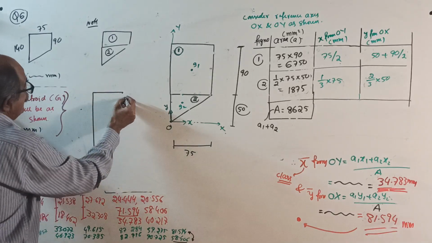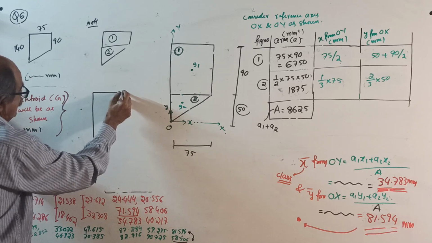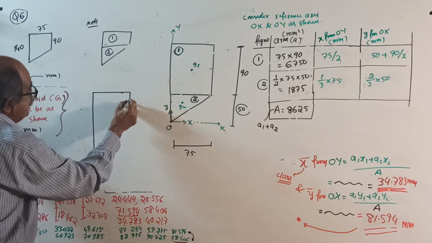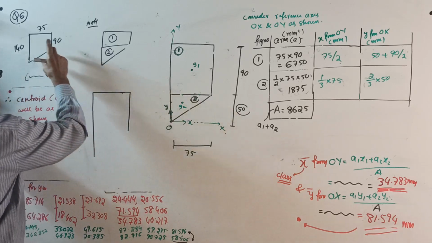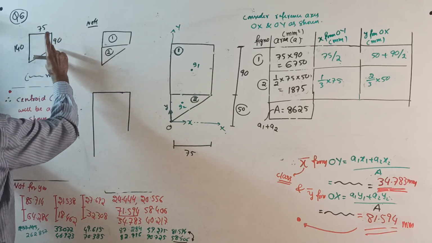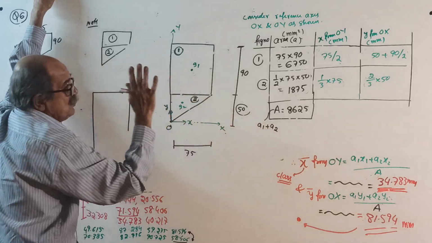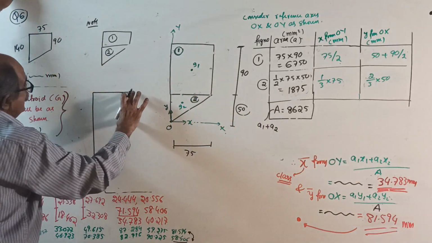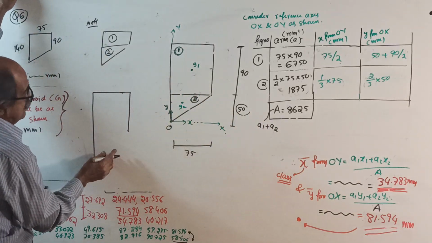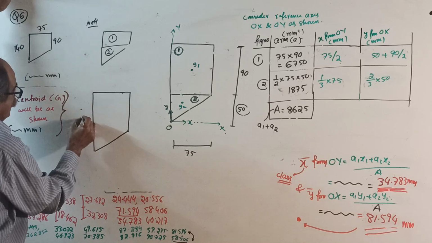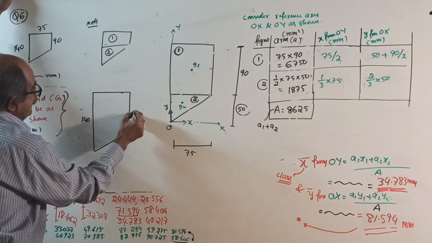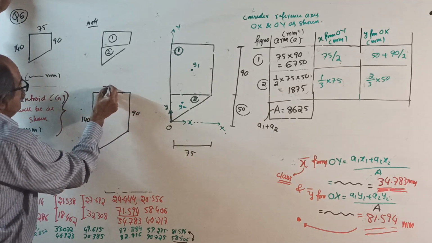140, 90. This is 75, correct? A little more. 90. 90 means remaining is how much? I forgot to tell one thing now. This is 140, this is 90, this will be 50. I forgot to explain. This is 90, this is only 50. Okay, sufficient. This is 140, this is 90, this is 75.